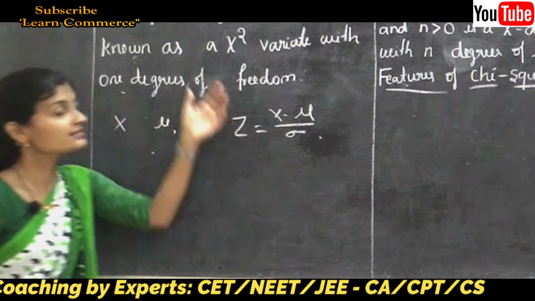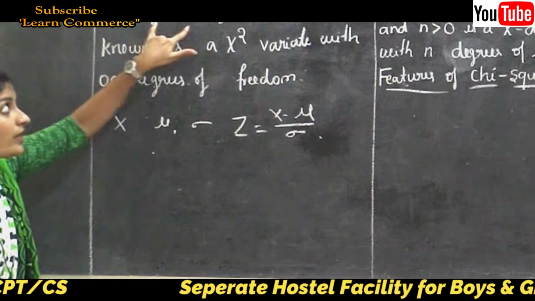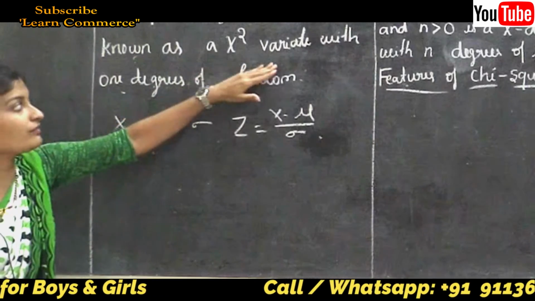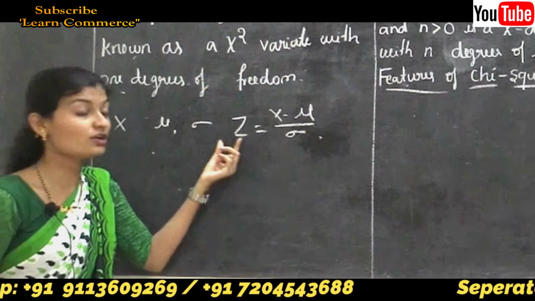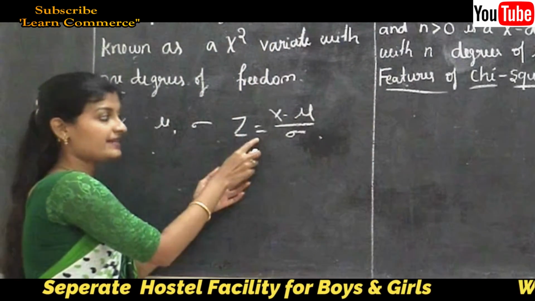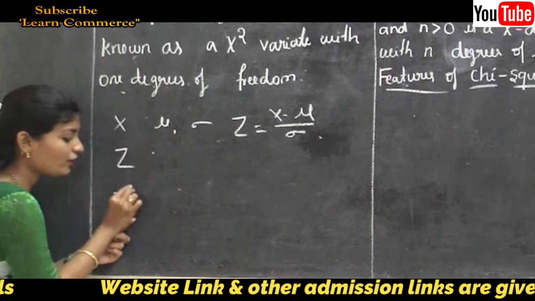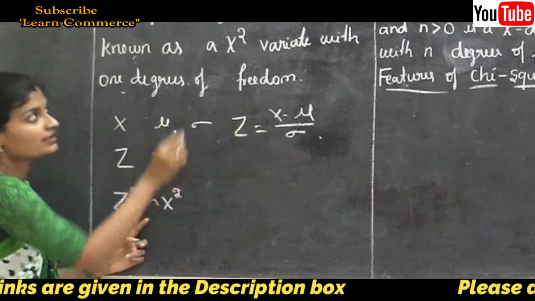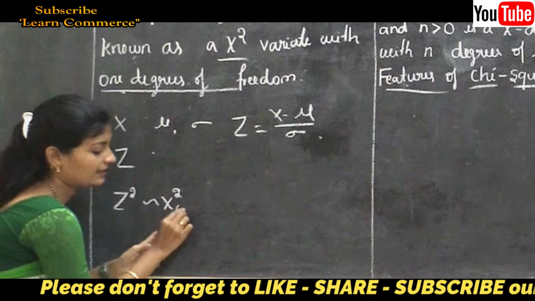Now what is chi-square distribution? The square of a standard normal variate is known as a chi-square variate with 1 degree of freedom. In the sense, the square of z is chi-square distribution. If it is z, then it is a standard normal variate. If I take the square of this, then it follows chi-square distribution with 1 degree of freedom.